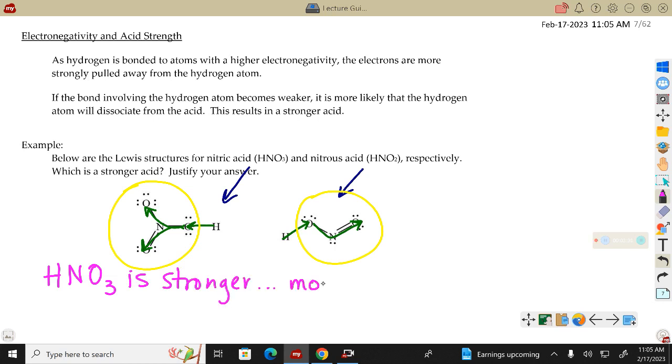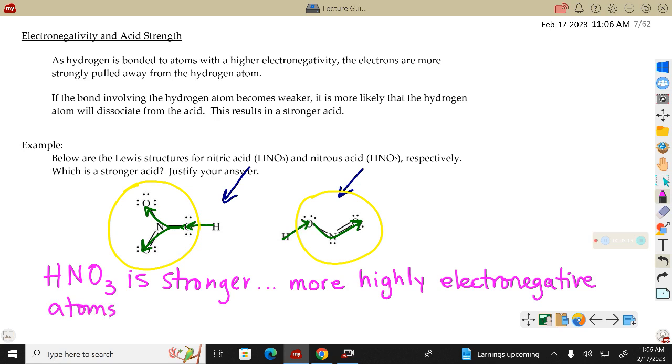There's more highly electronegative atoms pulling electrons away from poor little hydrogen. He's got no chance. And so if there's more atoms pulling the electrons away from the hydrogen, that bond becomes weaker, and then it's a lot easier to lose my hydrogen. That results in a stronger acid.